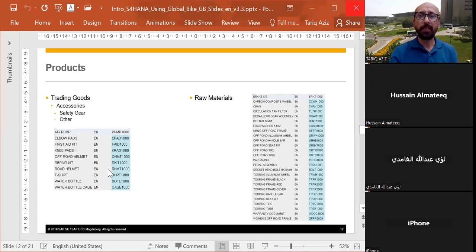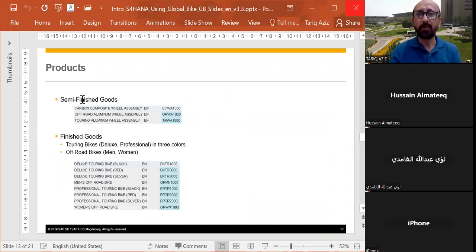So when we talk about the products, they were dealing with 3 types of product. One was raw material that they purchase and use to manufacture the bicycles. And the second type of material was trading goods, the accessories, for example, the helmet, the elbow and knee pad, t-shirts, water bottle. So these were the accessories or safety gears which they used to sell. So raw material and trading goods were there, and other products were semi-finished goods, and then finished goods.